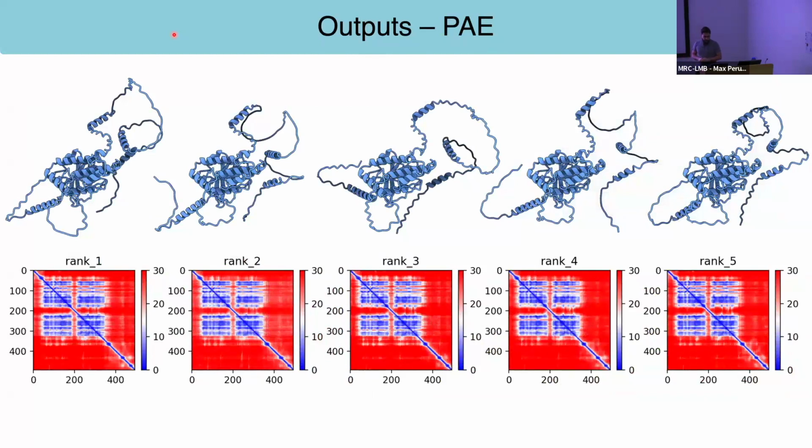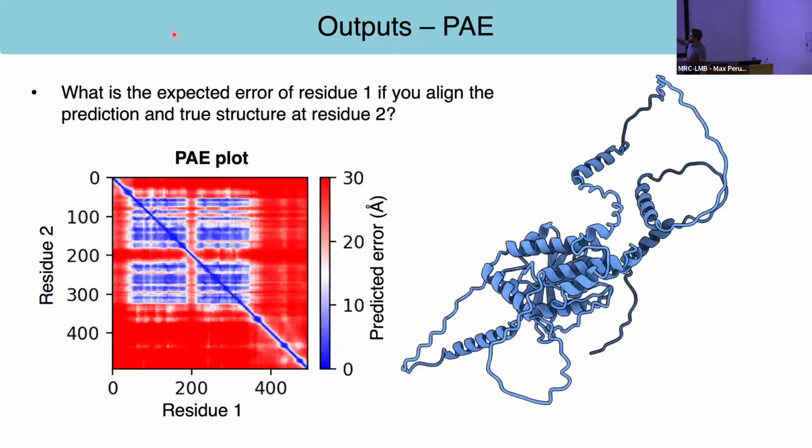People find this one a bit more confusing. I mean, it is not as intuitive because it's essentially a residue versus residue plot, right? So we're asking, what is the confidence of one residue versus another? And the logic is a bit strange because what we're asking is, what is the expected error of residue 1 if you align this prediction with the true prediction at residue 2?